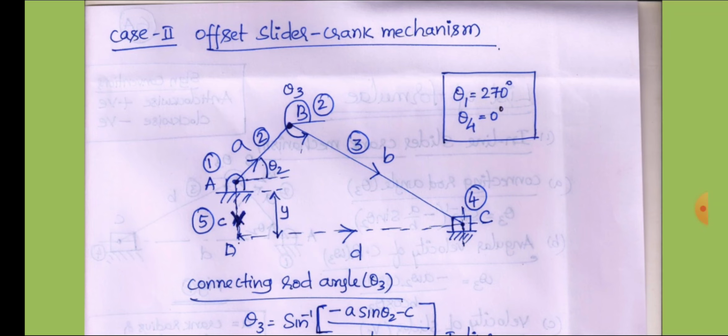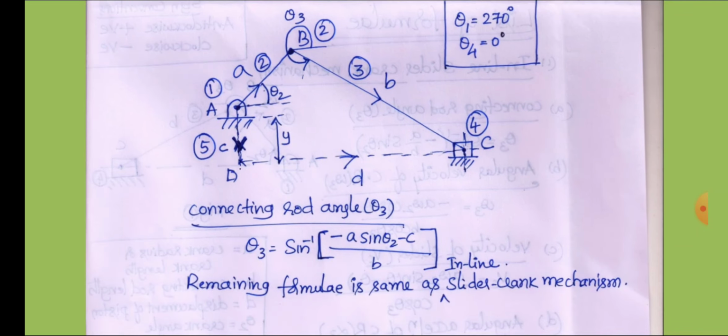When theta 1 is 0, theta 4 is 270, theta 3 is one formula. Case 2, theta 1 is 270, theta 4 is 0. In that case, theta 3 is this. So like that, this is the summary of the formulas on all the 3 types of slider crank mechanism. Inline, first one; offset, in which theta 1 is 0, theta 4 is 270 degrees; third is also offset, in which theta 1 is 270, theta 4 is 0.